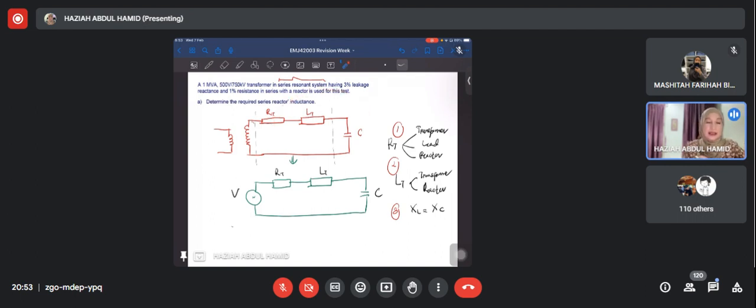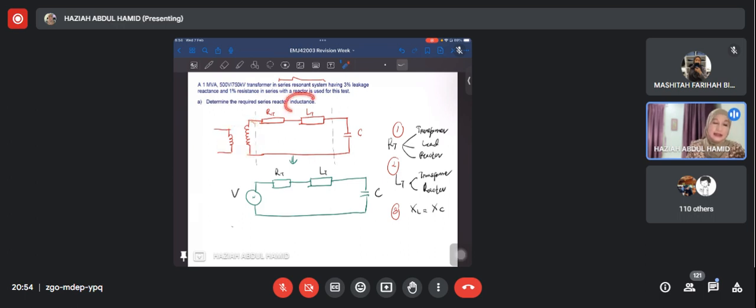Right? So now the C component is fixed. Our job here is to find the total R and the total L. Total R is basically to solve questions B, C and D earlier, so the losses and everything. L is to produce the resonance circuit. Right? So it says determine the required series reactor inductance. It wants only the reactor, because this one is already given.